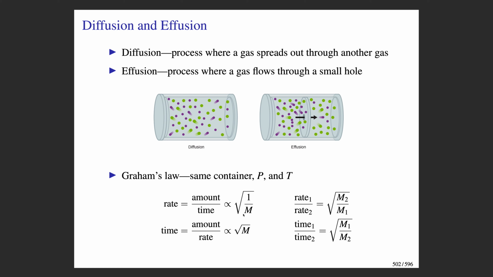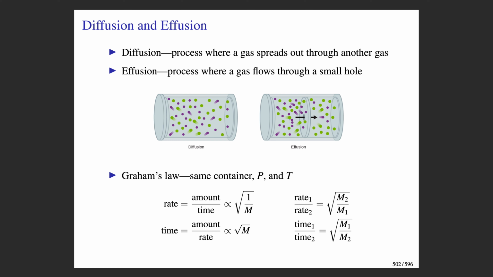So diffusion is the process where one gas spreads through another gas. And then effusion is the process where one gas goes through a small pinhole through its container. So in this picture, you've got two gases, and one gas is concentrated over on one side of the container. Gradually over time, the gases will completely mix and be a homogeneous solution all throughout.